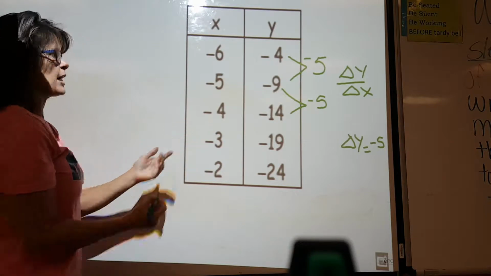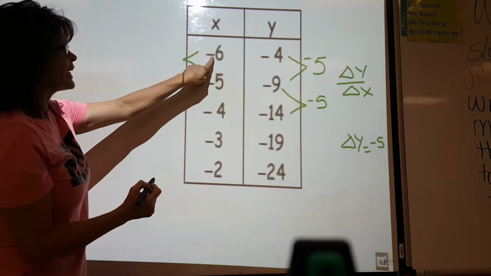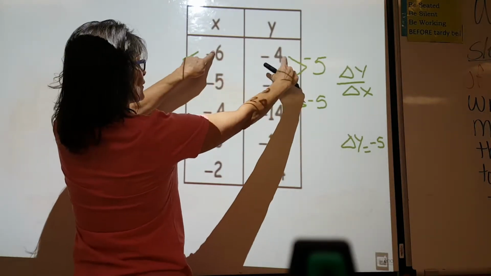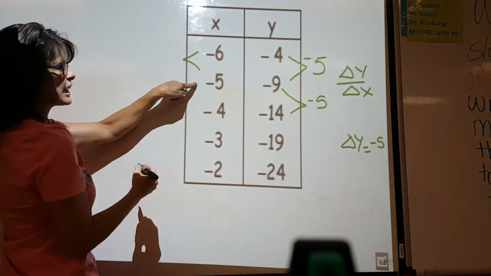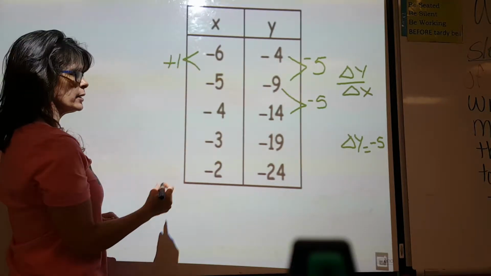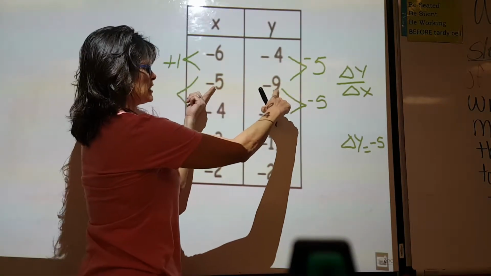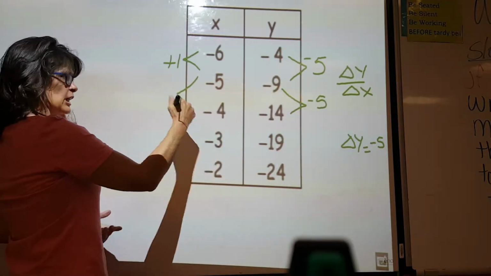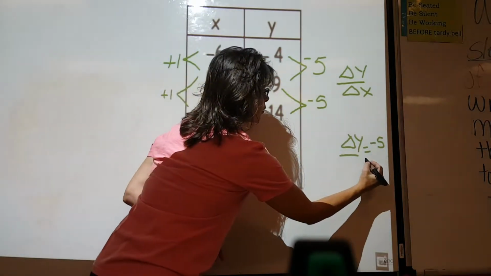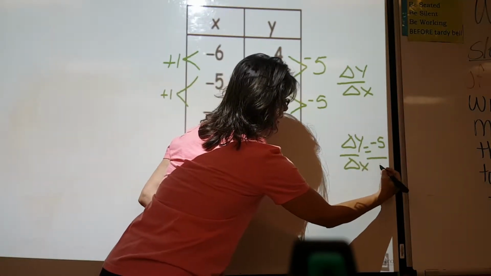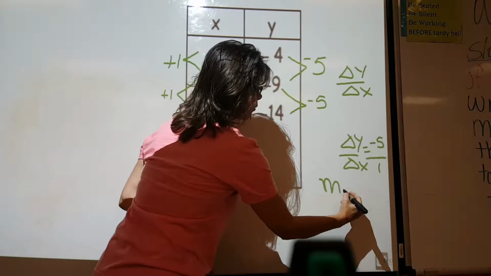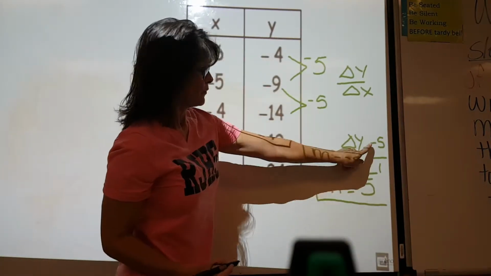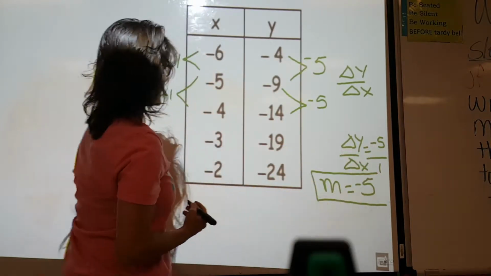I'm looking for my change in x. From -6 to -5. Now I use these two and these two, so I have to use these two like this. So from -6 to -5 is adding 1. And again, these two and these two, so these two like that. -5 to -4 is plus 1. So my change in x is 1. So my slope is -5 because -5 divided by 1 is -5.